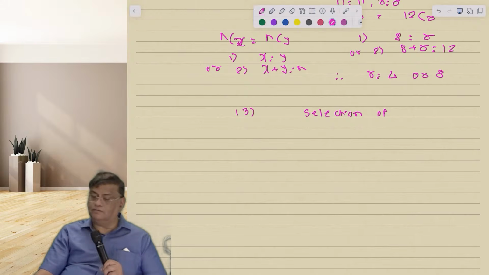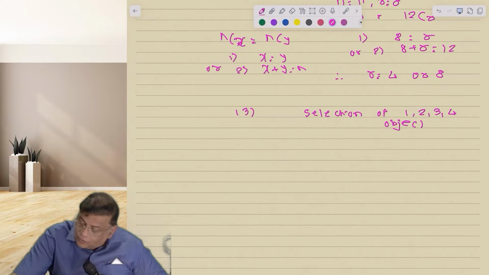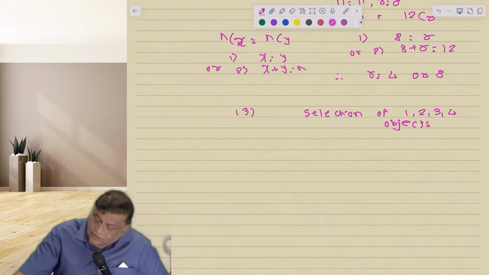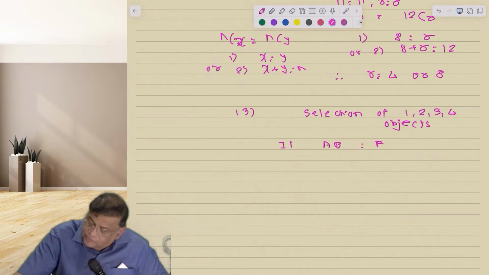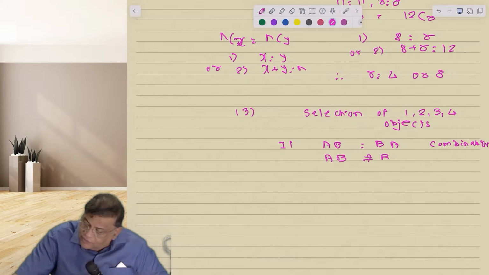Is that over? Selection of 1, 2, 3, 4 objects, etc. Now there you have to remember that in case AB is same as BA, then we consider combination. But if AB is not same as BA, then I consider permutation.